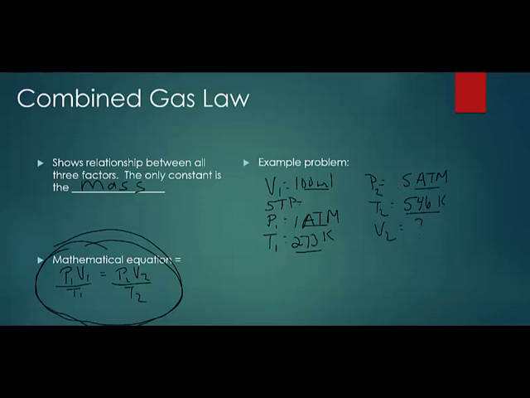So we're going to take 1 times 100 all over 273 is equal to 0.5 times V2 all over 546. So I would take 546 times 100 times 1, and then I would divide it by 273 and divide it by 0.5 to figure out my volume. It's cross multiplying what I just did. So my V2 should end up being 400, and to figure out what my volume is, I look up my volume 1, and so it should be 400 milliliters.